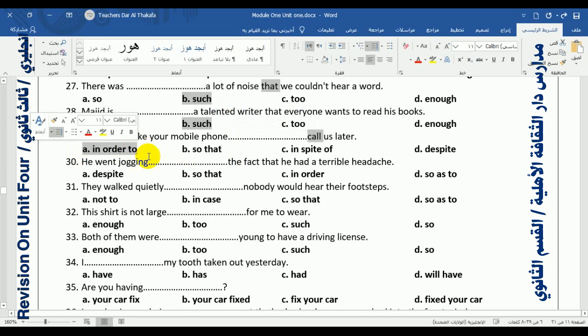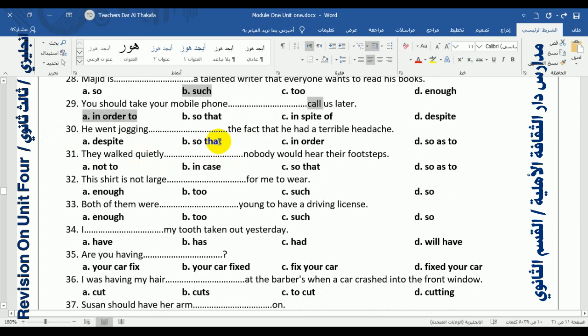He went jogging بالرغم من the fact that... إيش الكلمة اللي يجي بعدها؟ the fact that, so that, ولا in order, ولا so as to, ولا despite. Yes, your correct answer is despite.